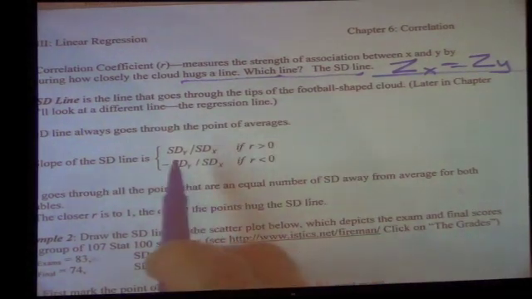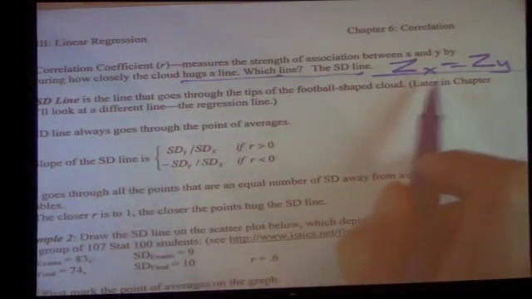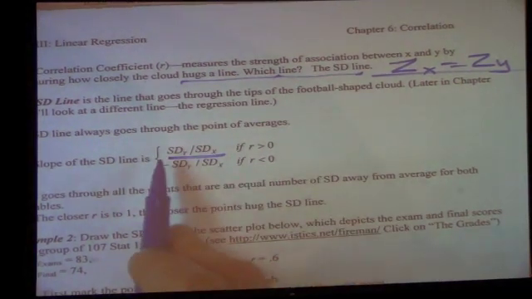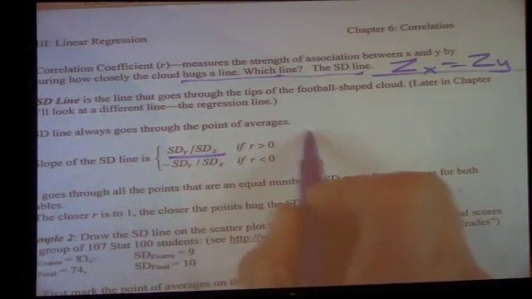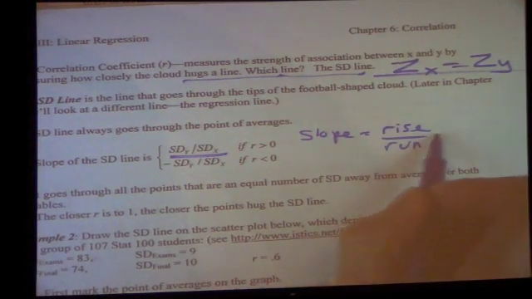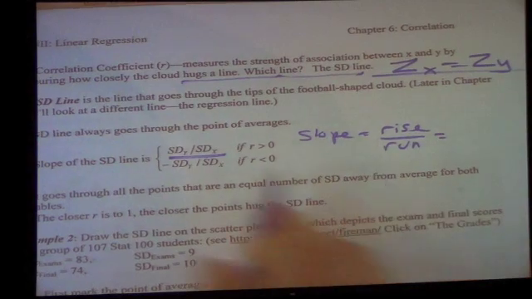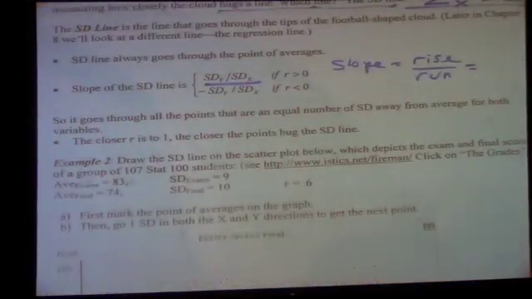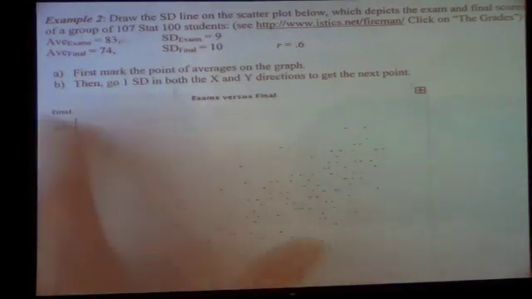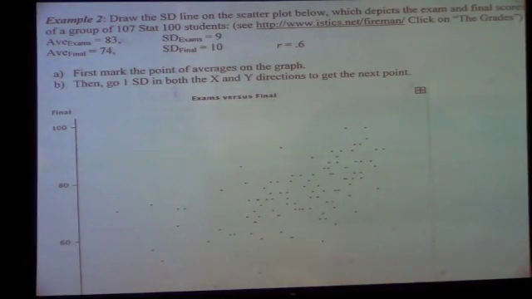All right? And the slope of it, if you go over 1, slope is rise over run. So if you start at, I'll explain this in a minute. Let's just think how to graph it, okay? So here we have some data, this is real data from a former Stat 100 class.